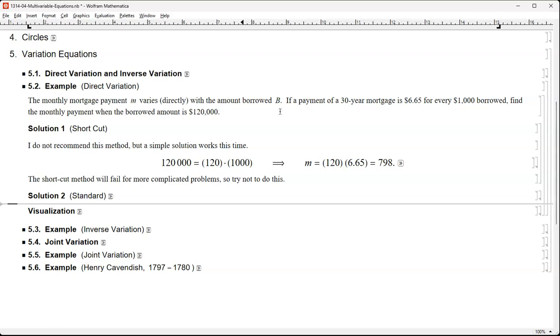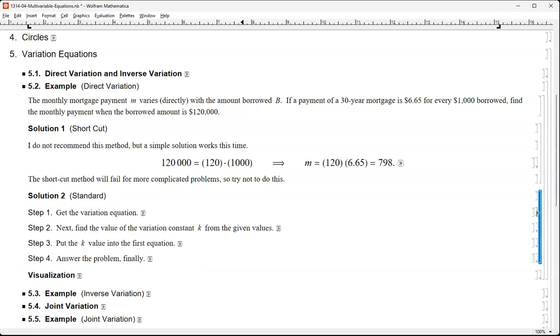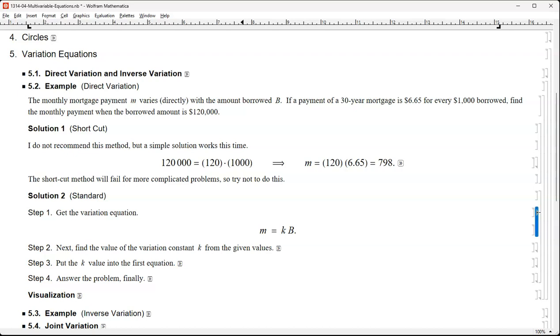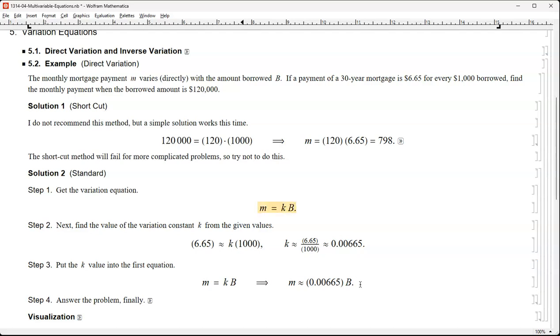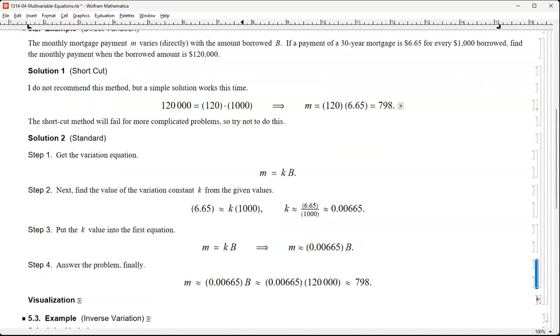It's a much harder way than doing it the other way, but this standard method can be extended over to joint variation and other far more complicated situations. Step 1, variation equation. Step 2, plug the numbers in and find K. Now that we have K, put this K back into the variation equation to complete it. And finally, answer the question. I'm using M for mortgage payment instead of P for payment.